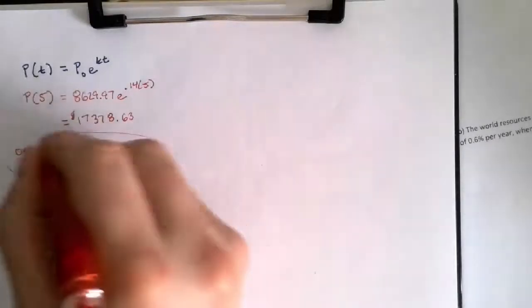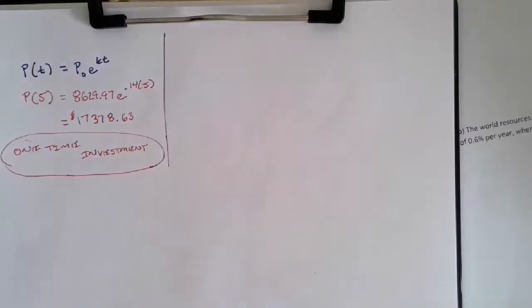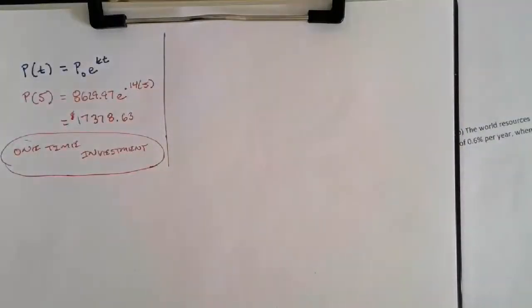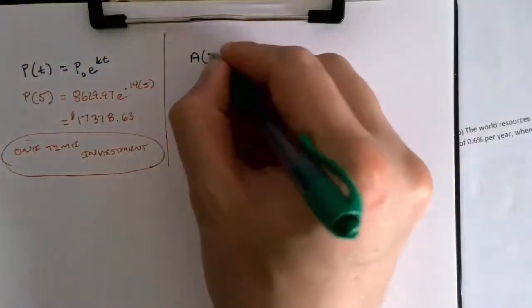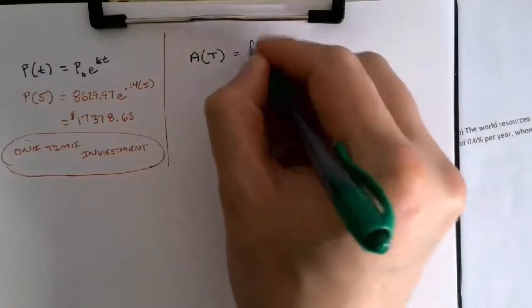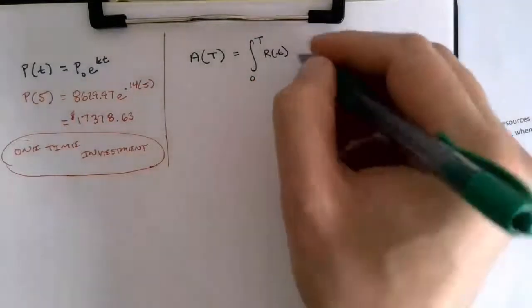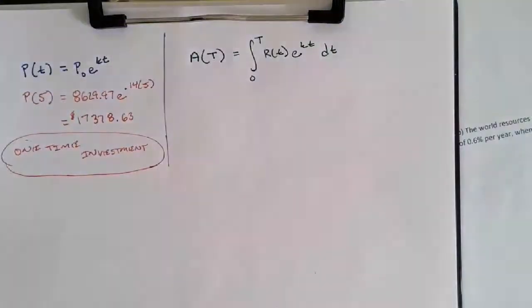All right, so this is a one-time investment on this side. On the other side, I'm going to talk about, okay, what if I was to invest the $2,400 per year? Well, now we're using the formula from earlier where we talked about A of capital T, the future value. A of capital T, remember, was equal to the integral from 0 to capital T of R of t e to the kt dt.